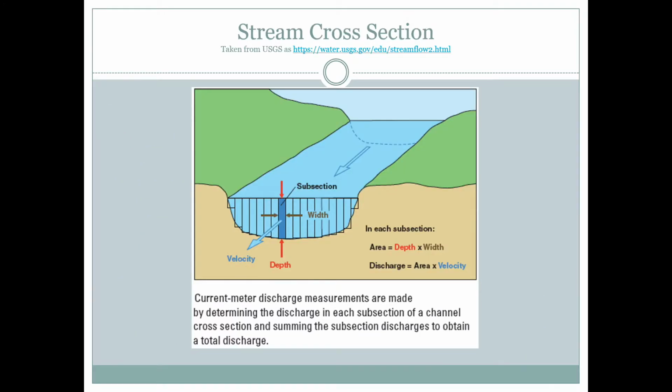This is just a diagram showing you the cross-sectional area of a stream, width times depth, and the velocity. And you can see the equation there for discharge: area times velocity. So this is just a graphic representation of the last slide.